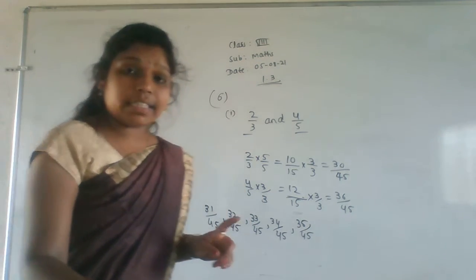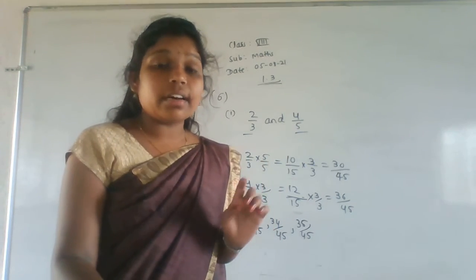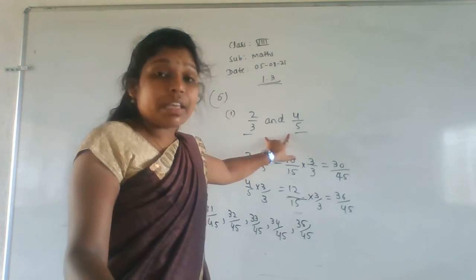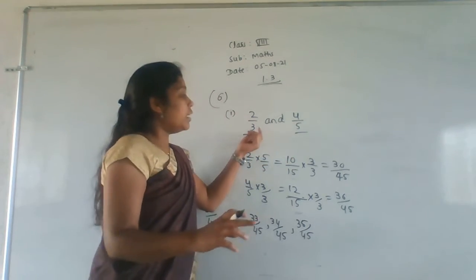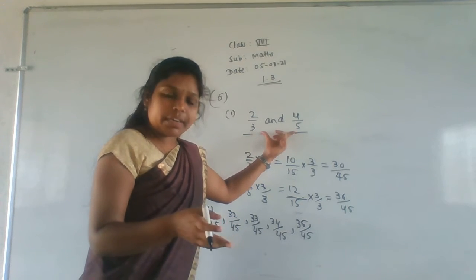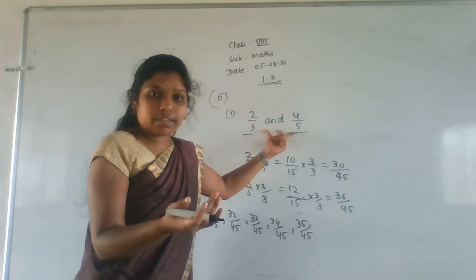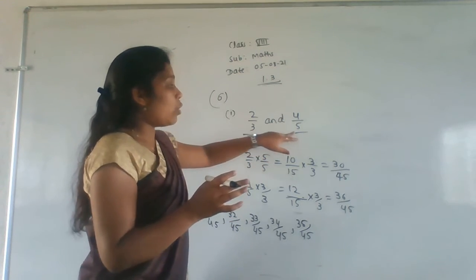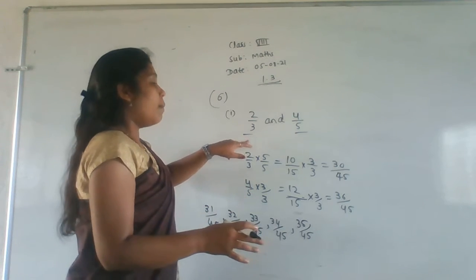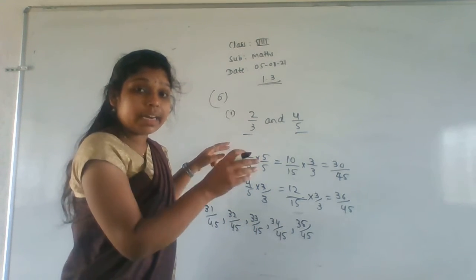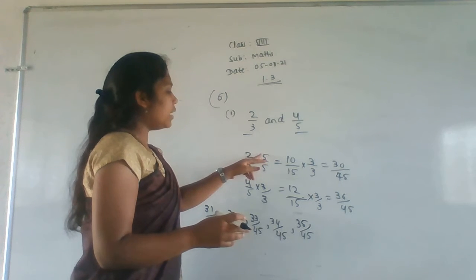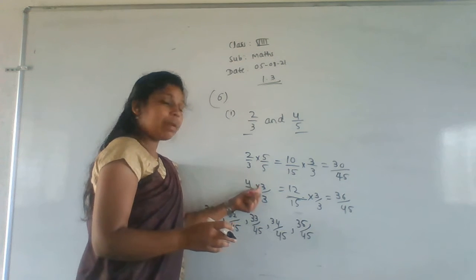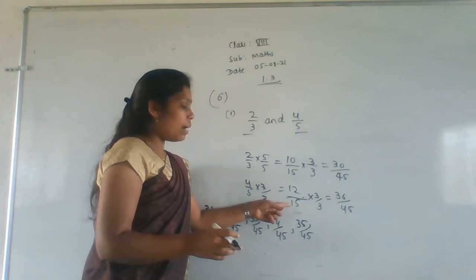Yes. See, once again listen here. Whenever they ask to write rational numbers between two given rational numbers, first our intention is to make the denominator terms the same. If the denominator is already the same, then just write. If the denominator is not the same, then first make the denominator terms the same by multiplying some value to the numerator and denominator. So I am multiplying here 5 by 5, we get 10 by 15. Here also multiply with 3 by 3, that will be 12 by 15.